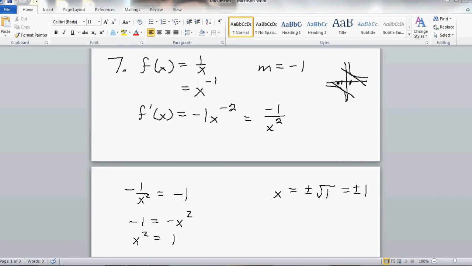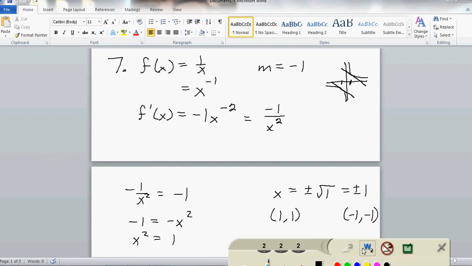Going back up here to our graph, we need to find the points for each one of these. So when x equals positive 1, putting it back into the original equation, that'd be 1 over 1, or 1. When it's negative 1, once again, 1 over negative 1 is negative 1. So there are the 2 points that we're going to use. Each time we know the slope is negative 1, so now all we have to do is find the equation of both of them.